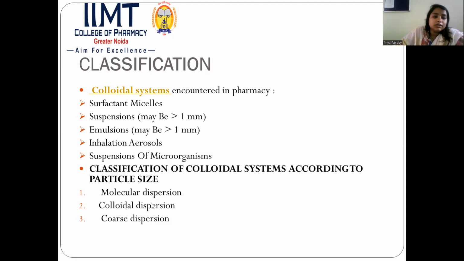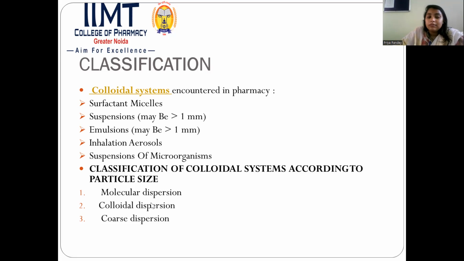In colloidal dispersion, the size of particles is from 1 nanometer to 0.5 micrometer, and it can be detected under the ultramicroscope. Basically, they can pass through filter paper but do not cross the semi-permeable membrane. They diffuse very slowly, as we know. Examples of this are shaving cream, paints, etc.